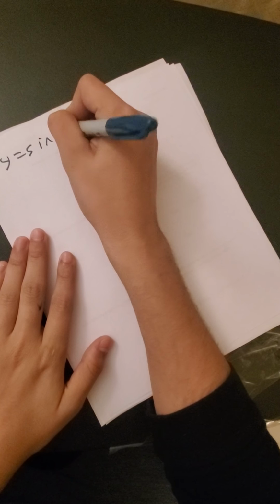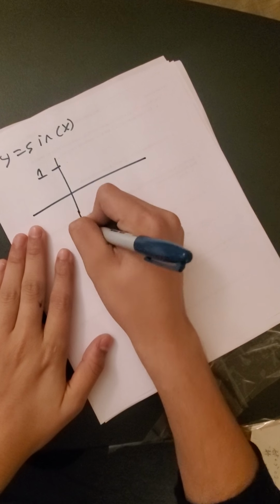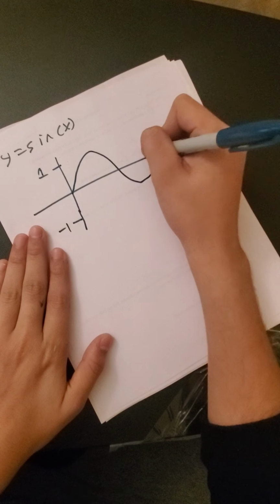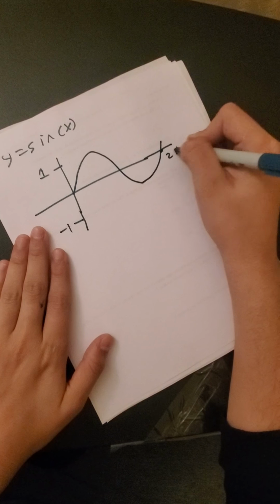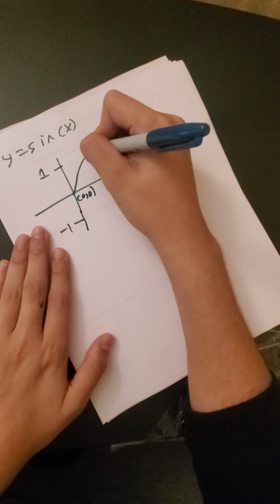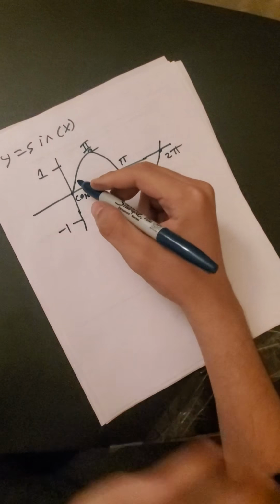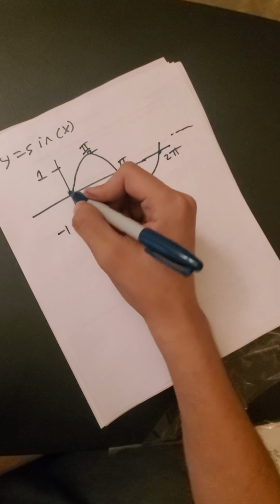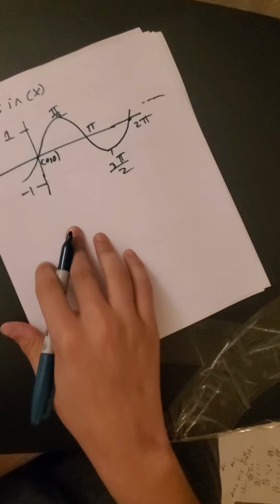So let's say we have y equals sine of x. The graph is going to be like this, from 1 to -1, up, down, up. The period is 2 pi. It starts from 0, goes to pi over 2, pi, 3 pi over 2. The unique thing about sine is that it starts at the origin and goes the opposite way on the negative side of the graph.